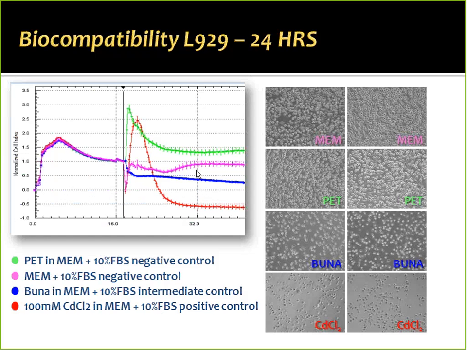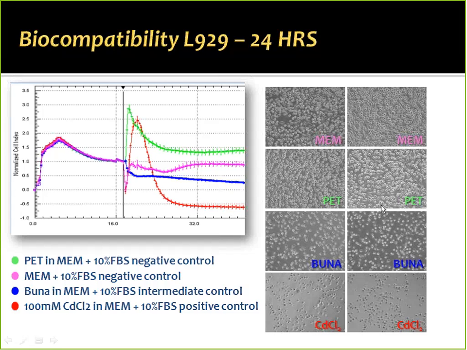So just to give you a sense of how the data looks again with other controls, in green, we have just a negative control that's been extracted in media. In fuchsia, we have a negative control, which is just media alone. In blue, we have a butadiene O-ring, which is an intermediate cytotoxic control. And then, of course, we have cadmium chloride, which is a positive control for death.